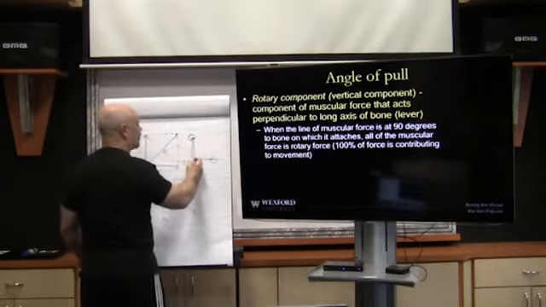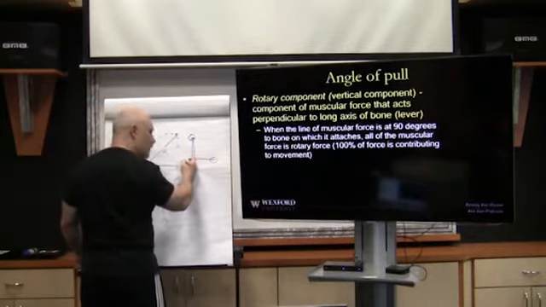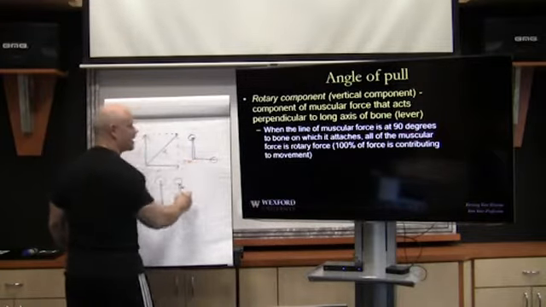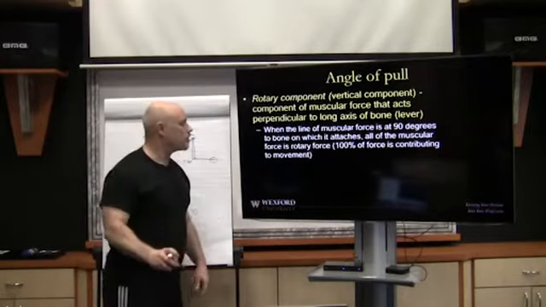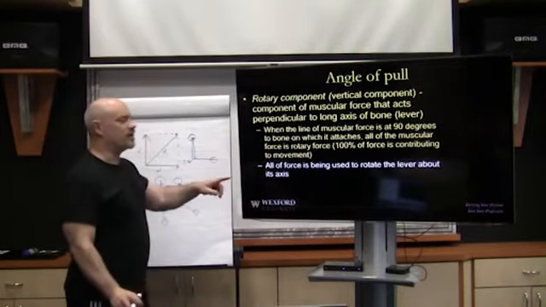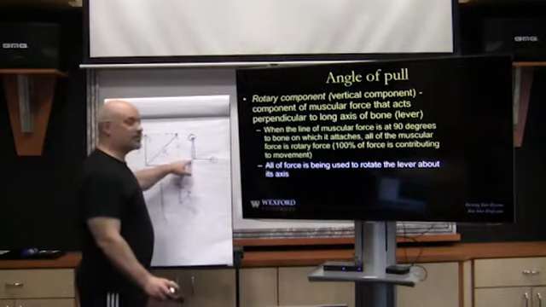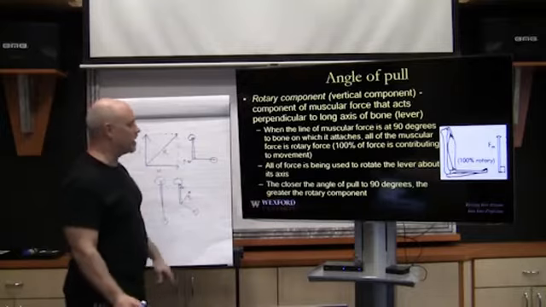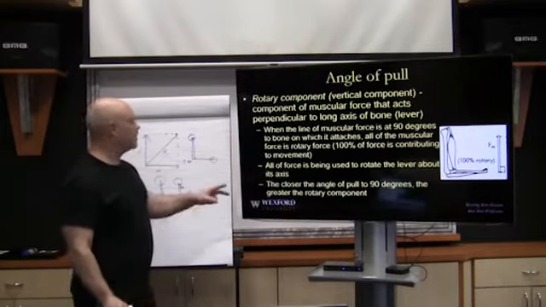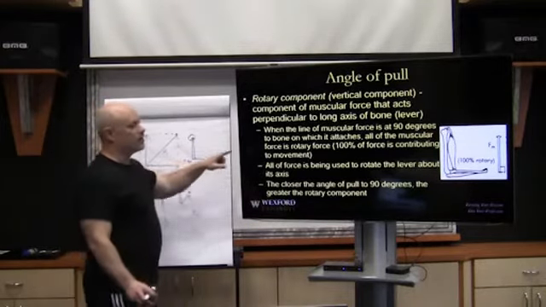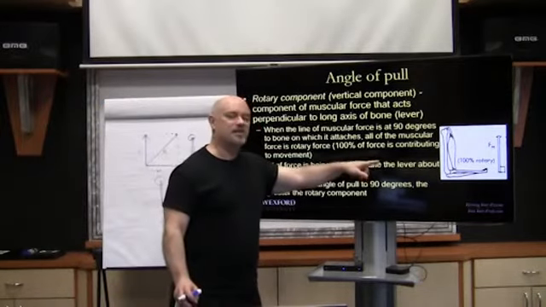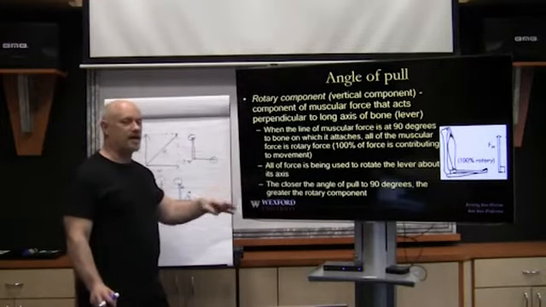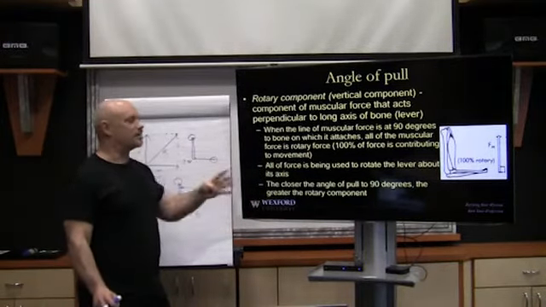So all the muscle force is rotary. There's no stabilizing component, there's no dislocating component, it's all rotary at 90 degrees. All the force is being used to rotate the lever about its axis right there. The closer the angle of pull is to 90 degrees, the greater the rotary component. So if you look at this diagram versus this one, it's the same thing. It's all rotary.